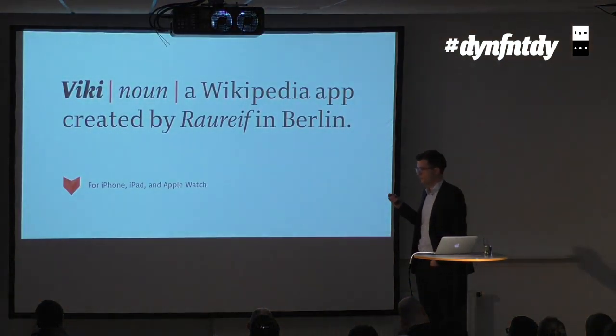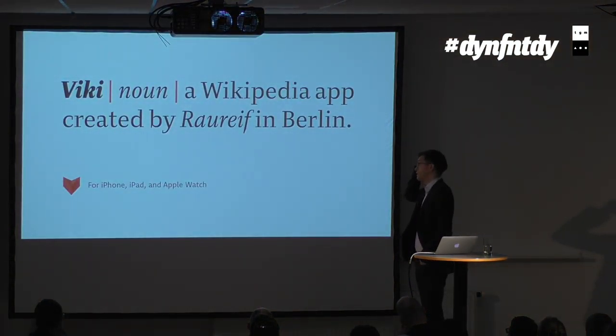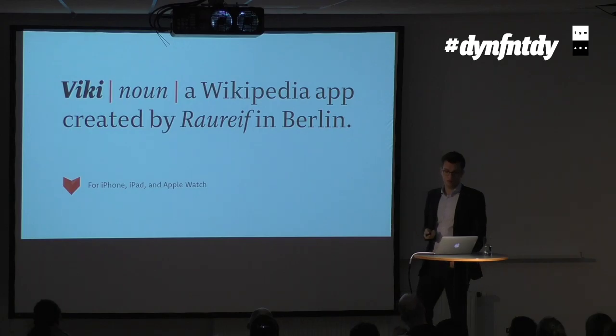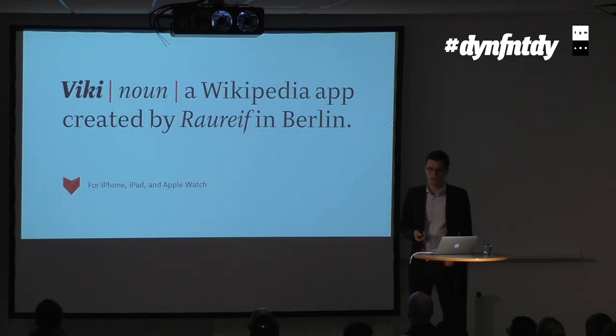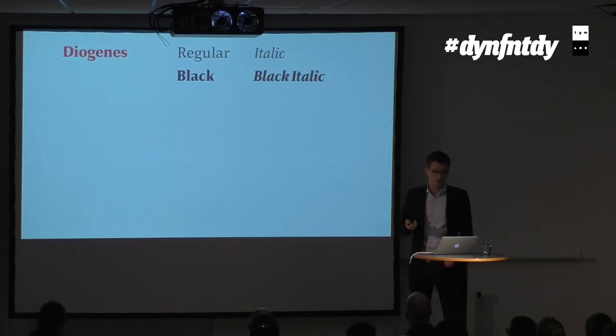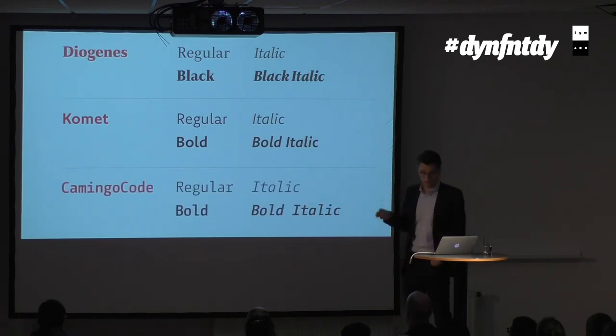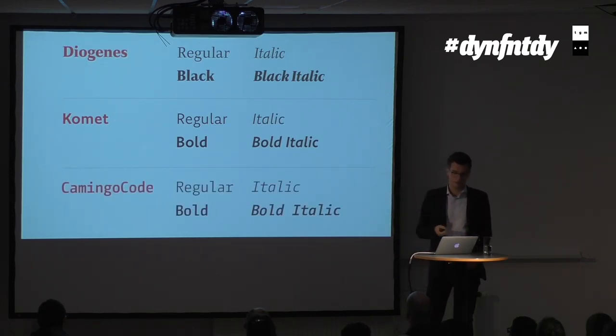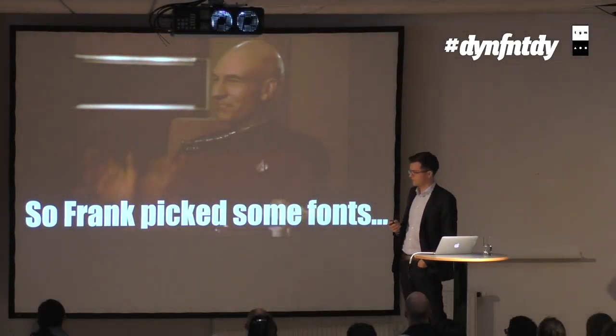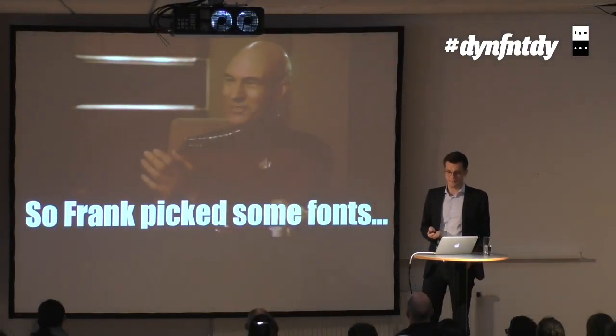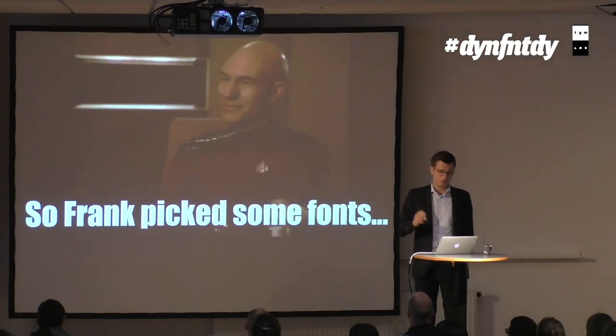And good typography, of course, always starts with a good typeface. Obviously, if you make a long form reading app, even more so. And that's why Wiki ships with 12 quality fonts. Four styles of Diogenes, four styles of Comet, four styles of Camingo code for code snippets and stuff. And now you're like, well, Frank, so you picked some fonts. That's not typography. And you're right. That's not the whole story.